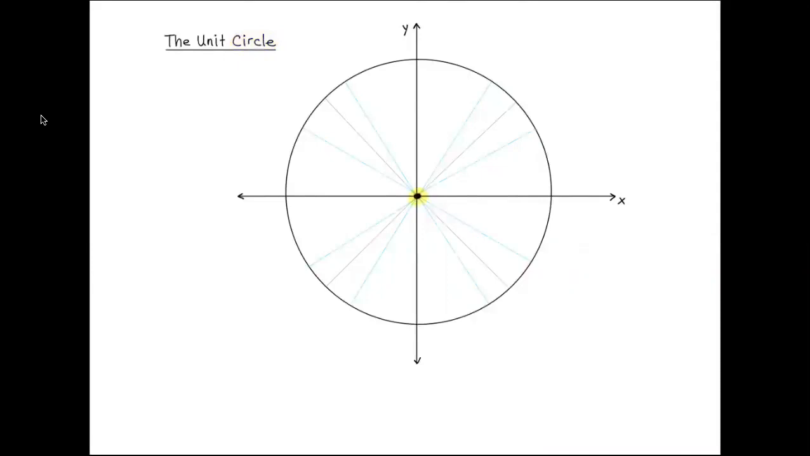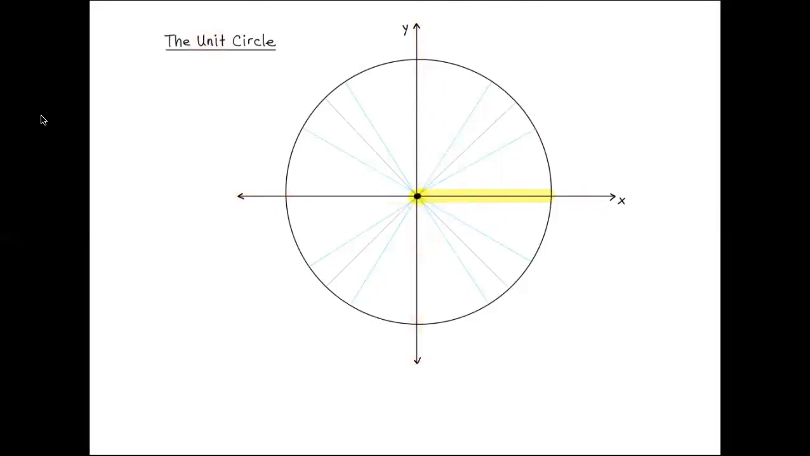So you can see I've drawn the x-axis and the y-axis, and (0, 0) is right in the middle there. Okay, so it's got its center at (0, 0). Now, the unit part means that it has a 1 unit radius. So the distance from the center of my circle to the outside of my circle is 1.